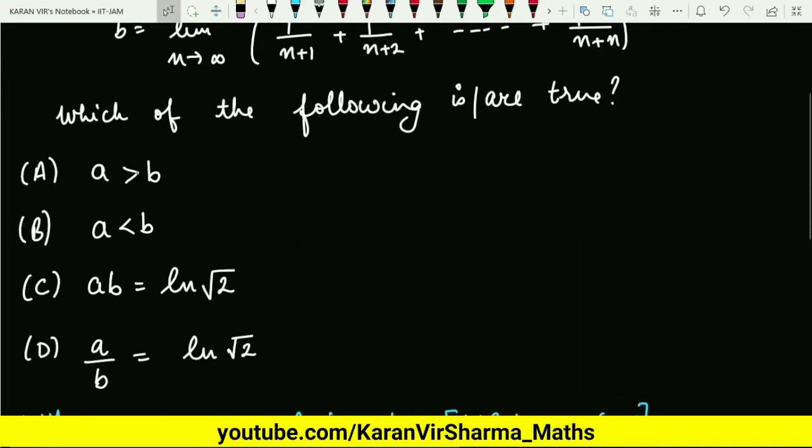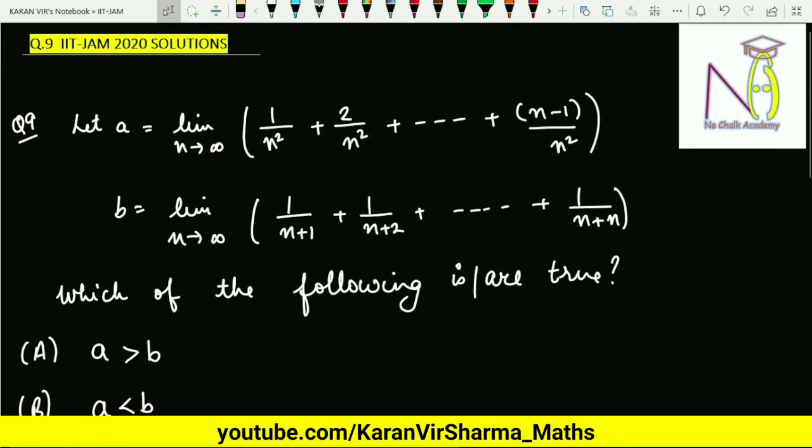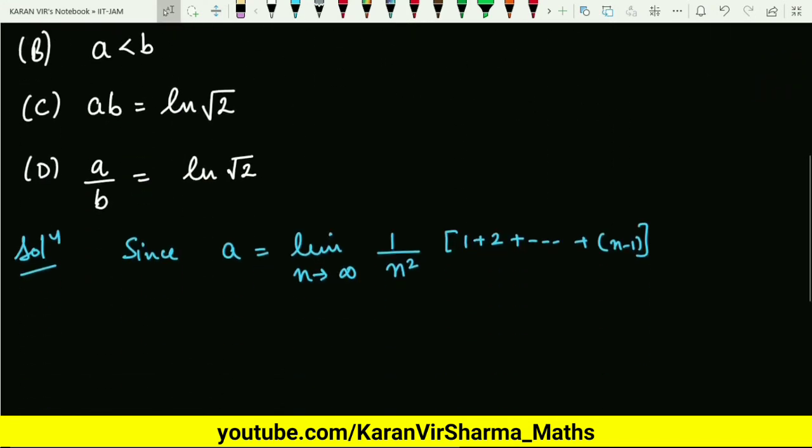We have to comment on whether A is greater than B or less than B, or whether there is any other relation between A and B. So let us solve this. You need to clearly observe here that if you take out 1/n² common from all these terms, you are left with 1 plus 2 plus and so on up to n−1.